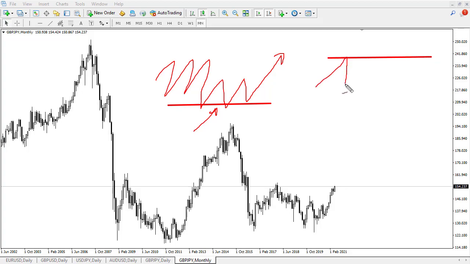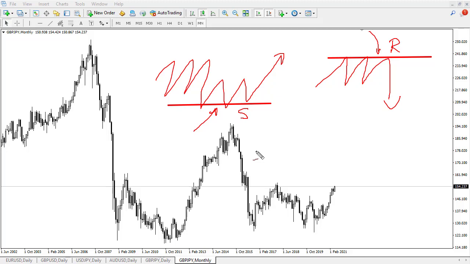Buyers are coming in to support the market. Alternately, resistance is just the exact opposite. So sellers come in and they push the market lower. Now, what happens isn't necessarily that there are more buyers or sellers. It's a sign that one group is more aggressive than the other.